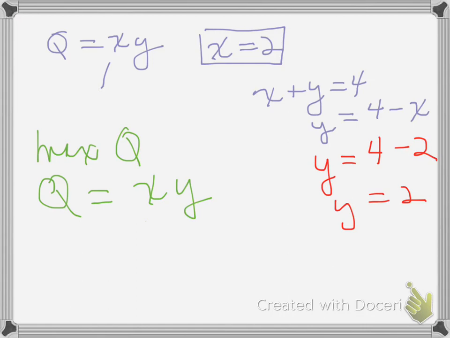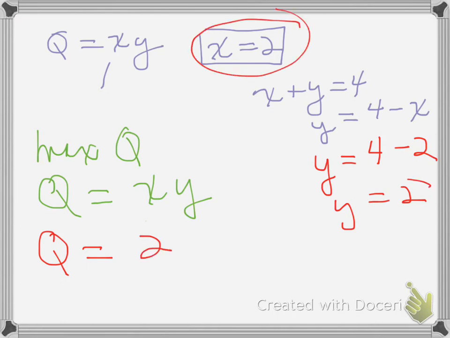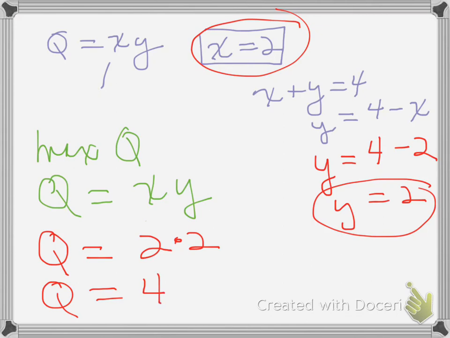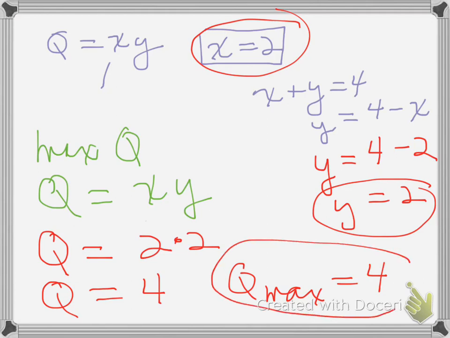Maybe we'll keep everything in red. So q is going to equal the 2 I got up here, right? Up here I got the 2. I have a y that's 2. So q will equal 4, and that is my q max. That is my answer. All right, so did I answer the question?